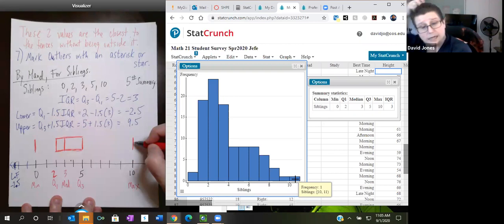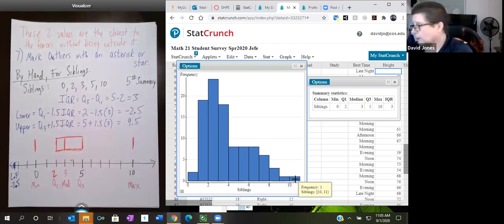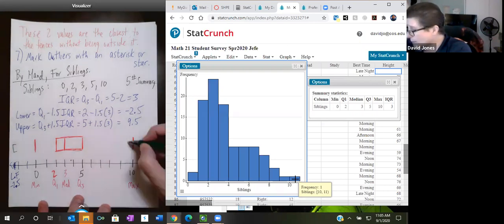Okay. I'll mark the fences with brackets. I'll use green for this. One of them's over here and we don't really need it. And 9.5 is right about here.